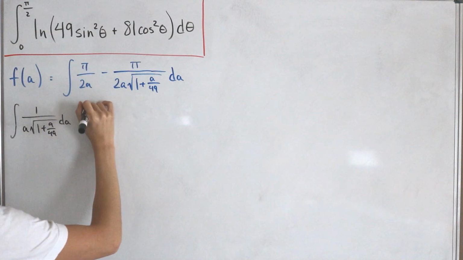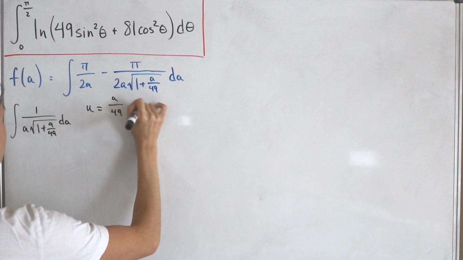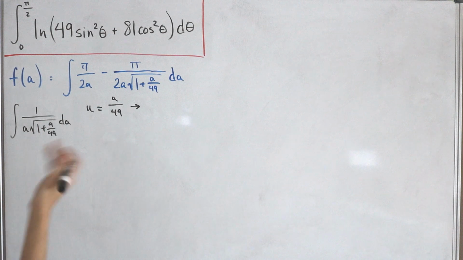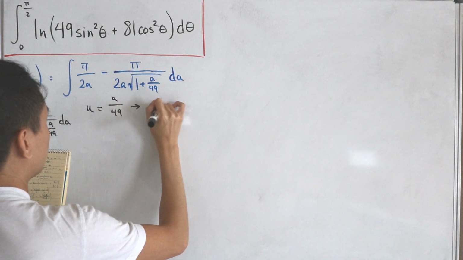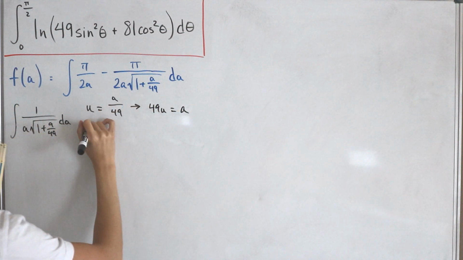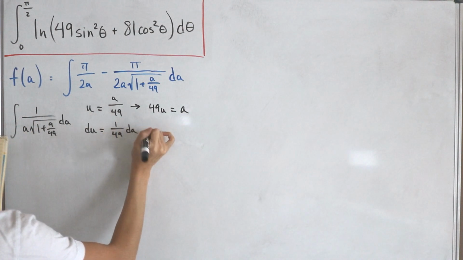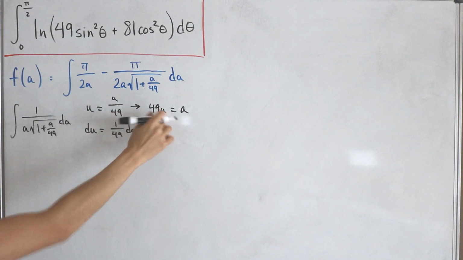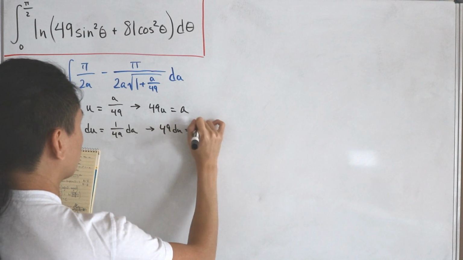We can do a U sub. We'll let u equal a divided by 49. Then, solving back, because we have to plug back in for the value of a on its own, we have that 49u is equal to a. Differentiating both sides, du is going to equal 1 divided by 49 dA. In other words, this is the same thing as saying 49 du is equal to dA.